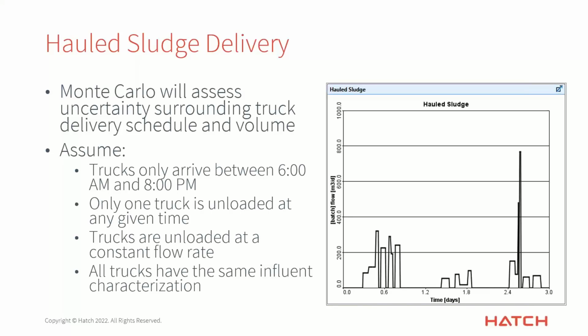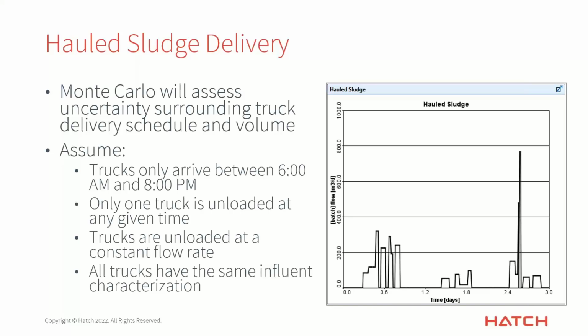And 8 p.m. If you take a look at this figure, you can see at points throughout our simulation, it's set to a value of 0 consistently, and that falls outside of those regions. We're not receiving any new trucks. We're also going to say that we can only unload 1 truck at any given time, and that we'll be unloading at a constant flow rate.